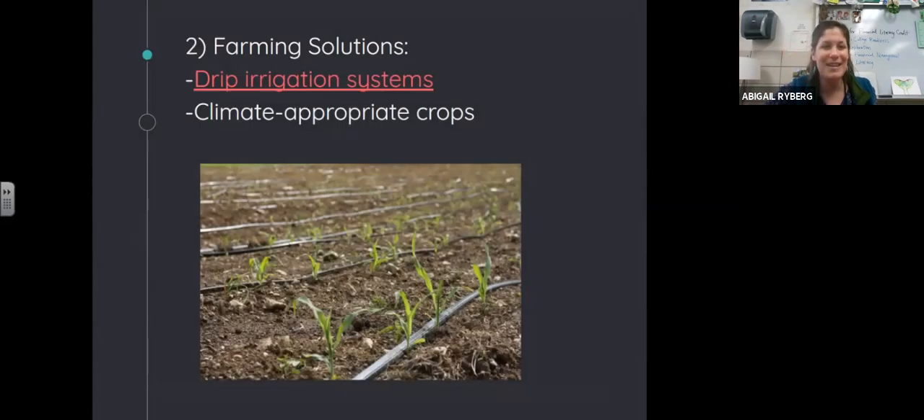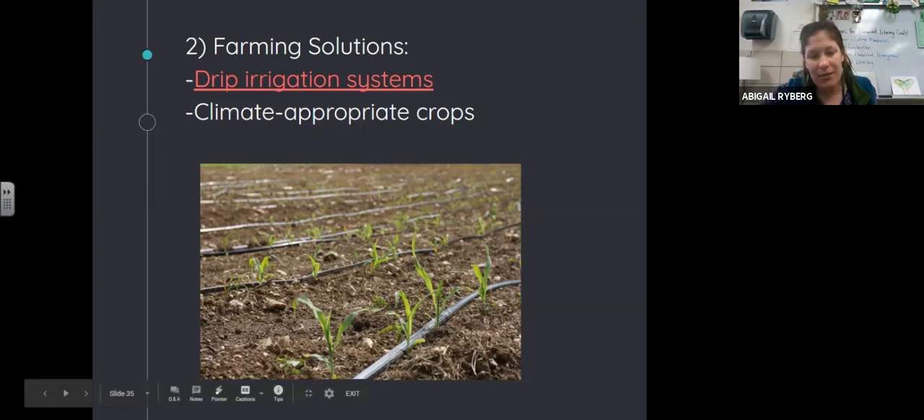It could be great. The second thing is, okay, how many times have I mentioned how much water our agriculture industry uses? But they're trying to get a little better. Some of the areas of growth are what we call drip irrigation systems. If you look here, these are tiny little baby corn plants.